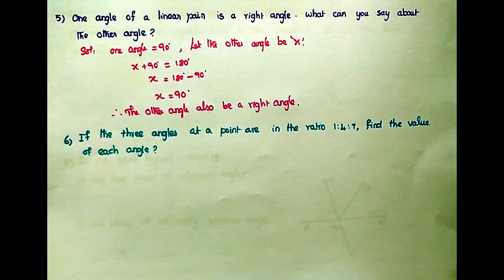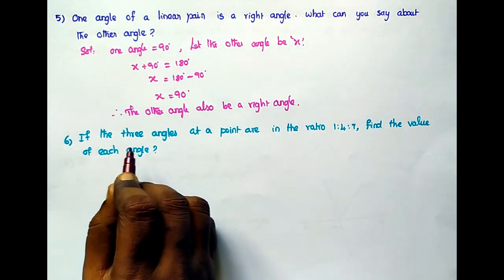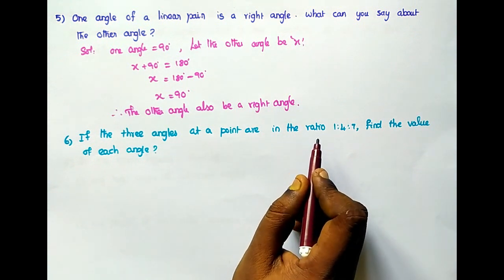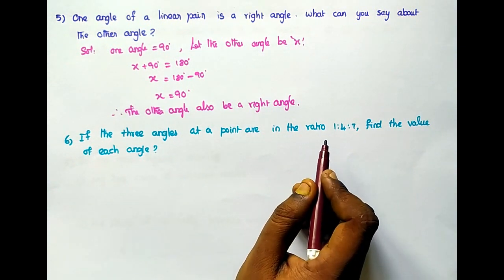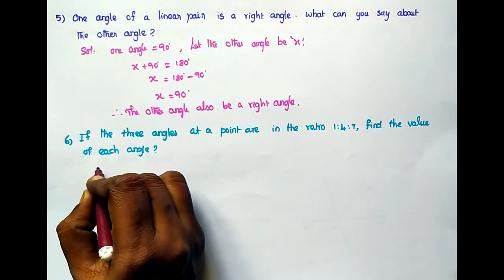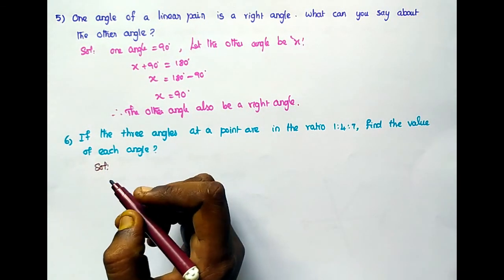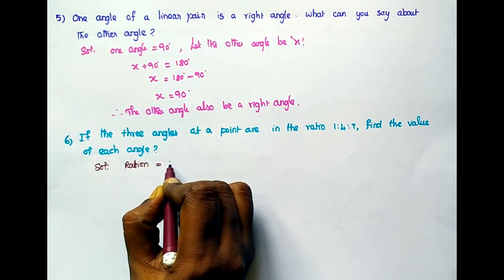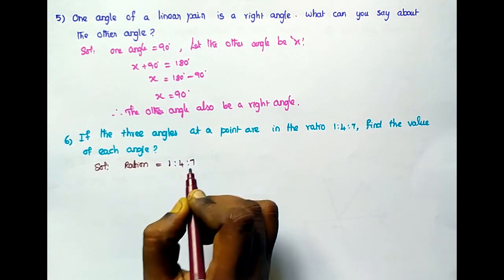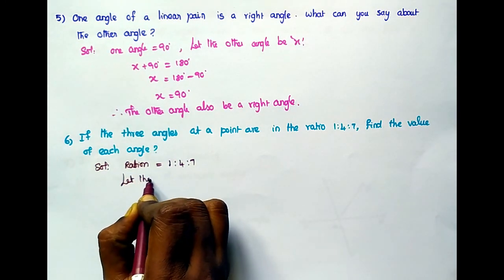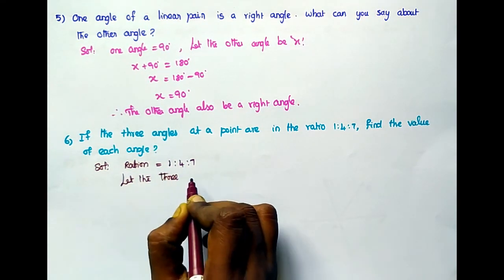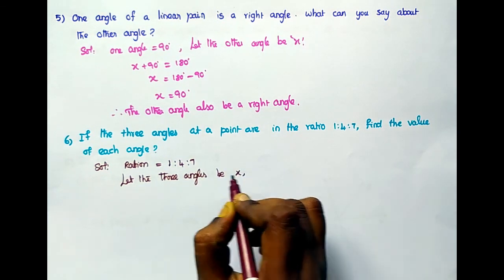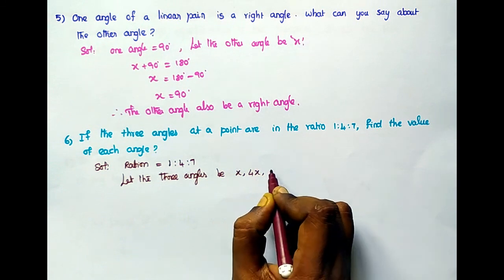Next one, sixth sum. If the three angles at a point are in the ratio 1:4:7, find the value of each angle. Ratio equal to 1:4:7. Let the three angles be x, 4x and 7x.